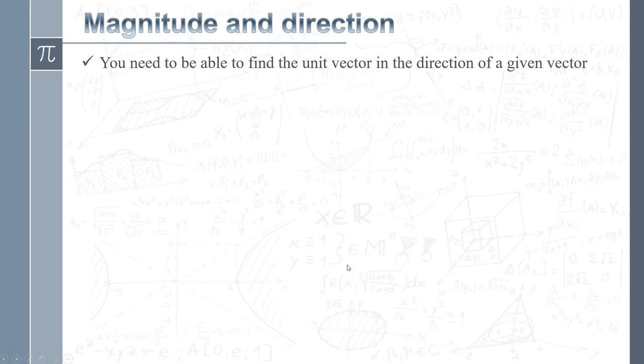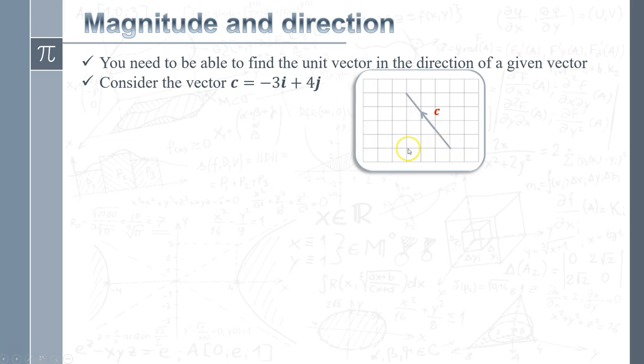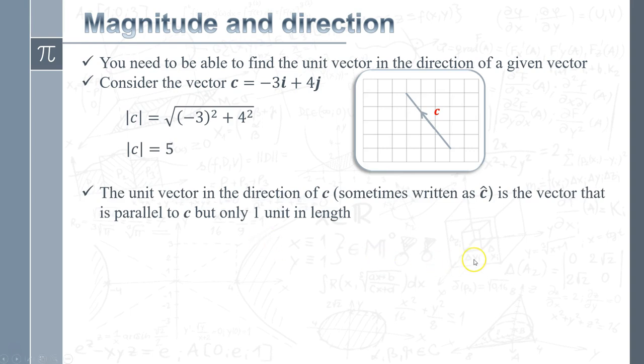On we go. The last thing we're going to talk about is something called the unit vector. So if we've got, let's say, a vector, I'm going to call it C, that's this vector here, minus 3i plus 4j. There it is, so minus 3i plus 4j. That thing has got a magnitude, using a bit of Pythagoras, of 5 units. And what we're going to say is the unit vector in that direction, which is sometimes written with a little hat on the top, is the vector that goes in that direction but is only 1 unit in length.